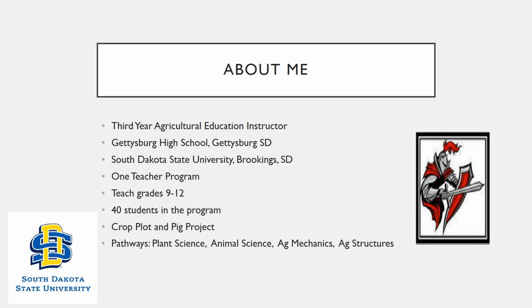My program says 4 pathways, but it's about 3. You're either going to take my plant and animal science classes, or you're going to take my ag structures and ag mechanics, which is really shop focused. Besides the education portion of it, we also have a 40-acre crop plot, and then we run a pig project so that the elementary students can raise pigs throughout the summer. So that's a little bit about my program.